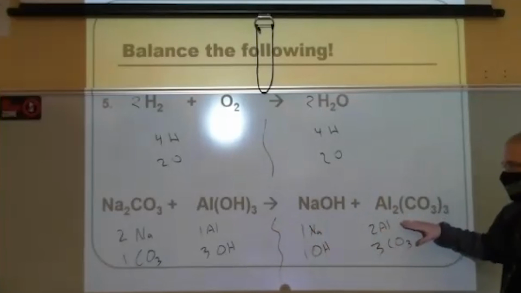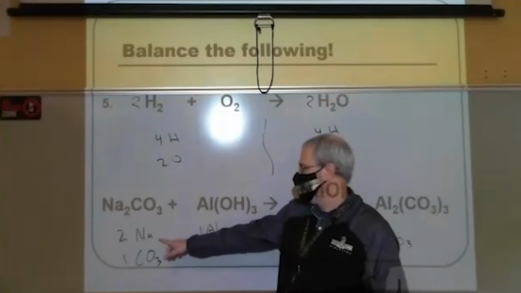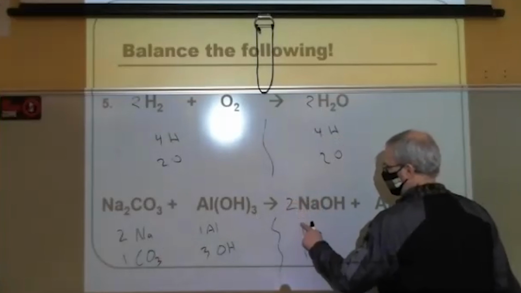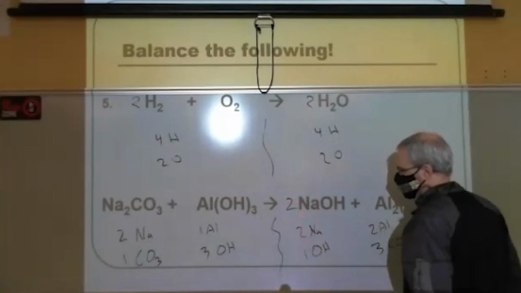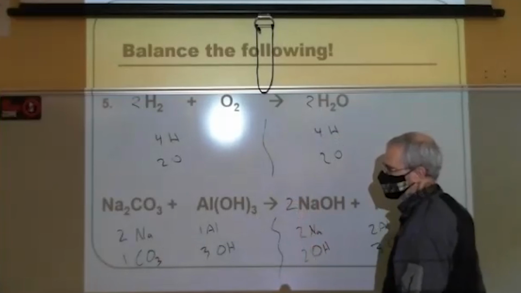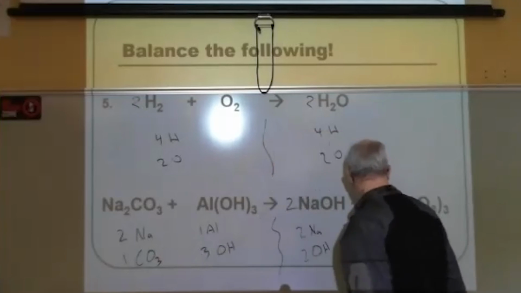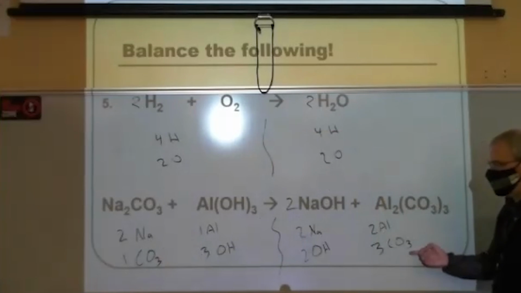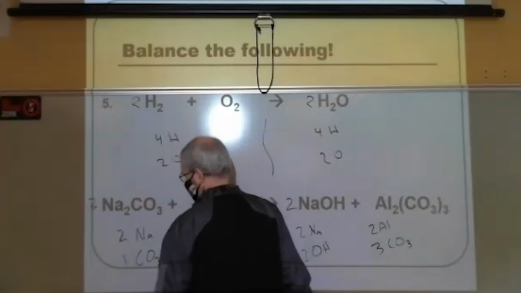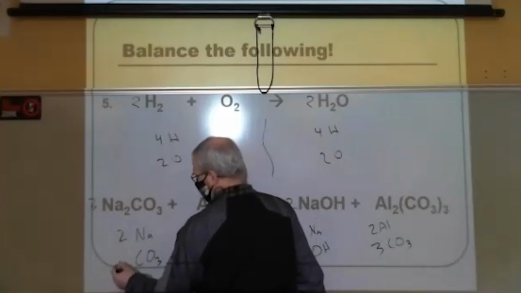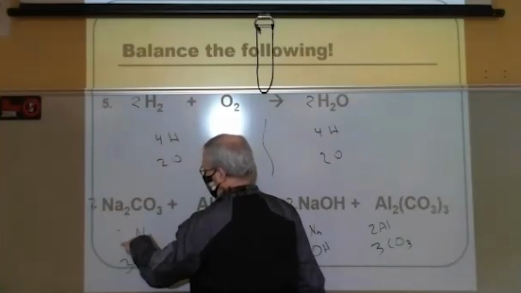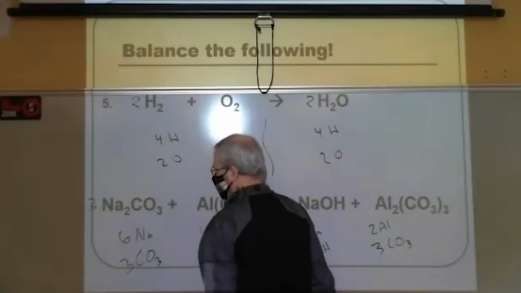I'm just going to go ahead and start at the beginning. I have 2 sodiums. I'm going to need 2 sodiums over here. All right, so that's going to be a 2. That's going to give me a second one of those. All right. I have 1 carbonate. Oh, I have 3 carbonates over here. I'm going to need 3 of these. Okay. That's going to give me 3 carbonates, but then this has to change. All right. That's going to be 6.